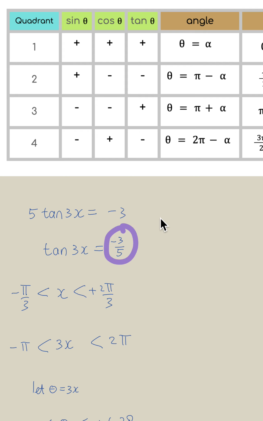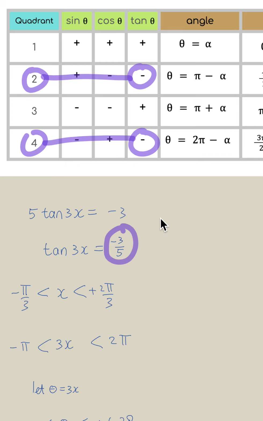Very simple. The tangent value is negative. And if the tangent value is negative, you must take angles from quadrant 2 and 4. Don't use quadrant 1 and don't use quadrant 3. Remember, 2 and 4. The value of the angle in quadrant 2 is pi minus alpha. For quadrant 4 it is 2 pi minus alpha.